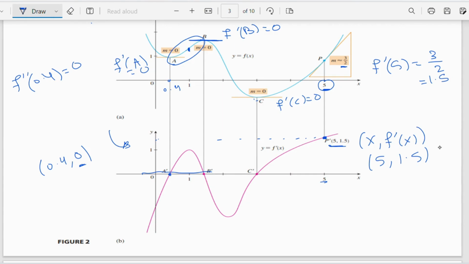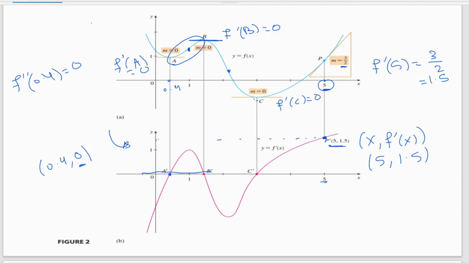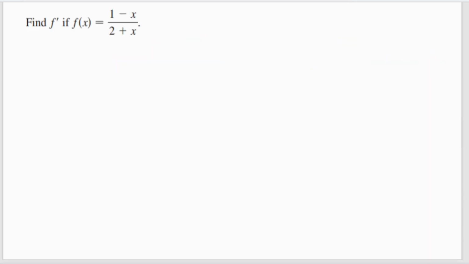And same for the points between B and C, the slope here will be negative, so it will be below the x-axis. And here I think we have the points where the concavity will change, so the second derivative will be equal to 0 at those points. Here it will be 0, and here it will be 0. Same between C and P, the slope in this interval is positive, so it will be above the x-axis.